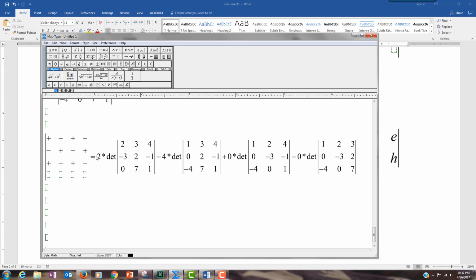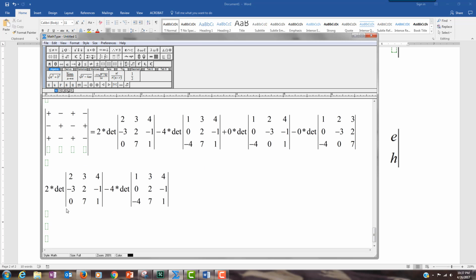Okay, so at this point, we just have to worry about those two guys, right? And what's even better is there's more zeros to take advantage of. Look at that. We have a 0 here, so we can expand around that third row. And here we have a 0 in the middle, so we can expand around that second row. Okay, so let's remind ourselves of the signs.